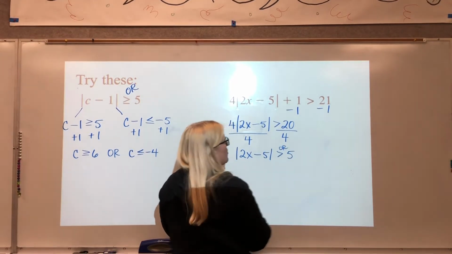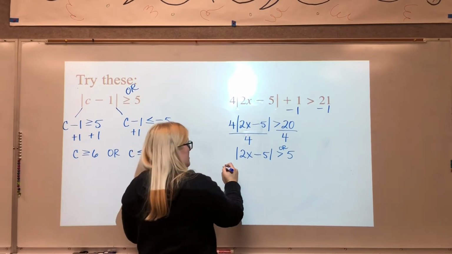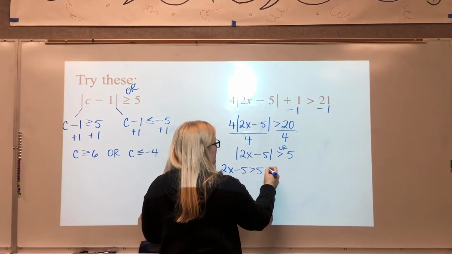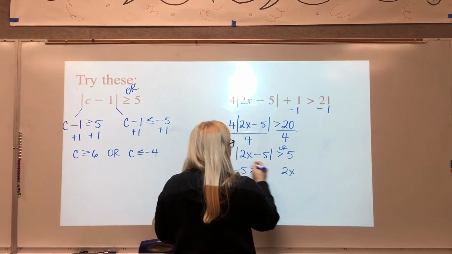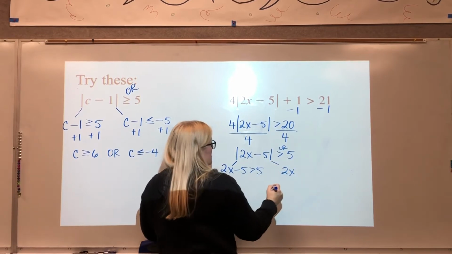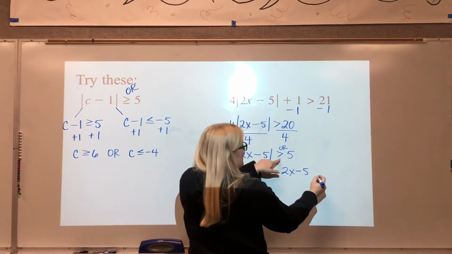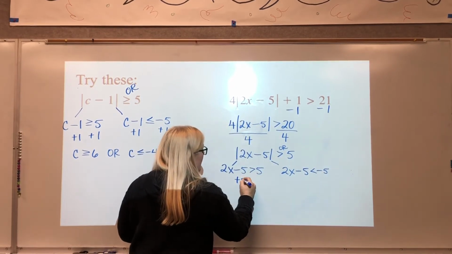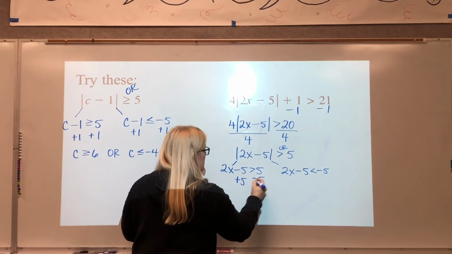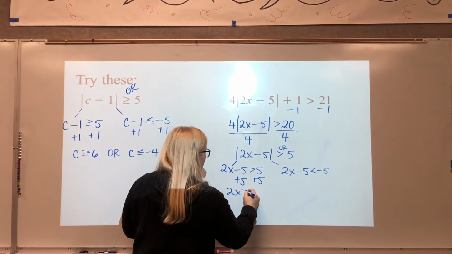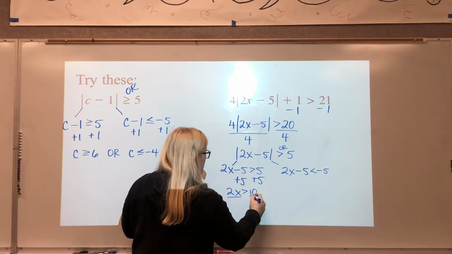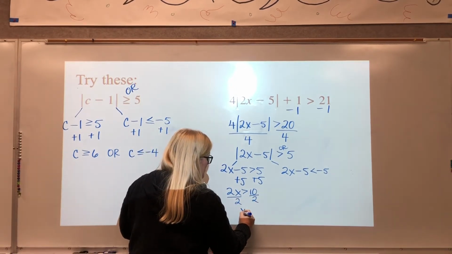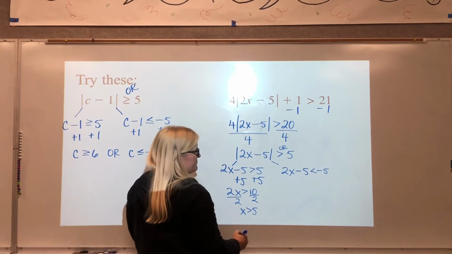So this is also going to be an or. So I have 2x minus 5 is greater than 5, and 2x minus 5 is less than negative 5. Okay, so I add 5 to both sides. 2x is greater than 10. Divide both sides by 2, and I get x is greater than 5.